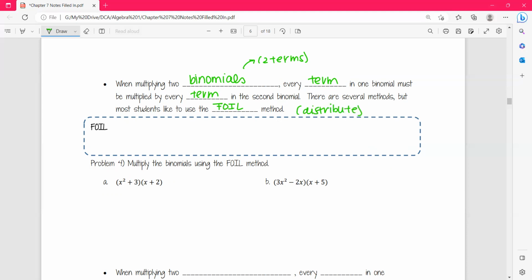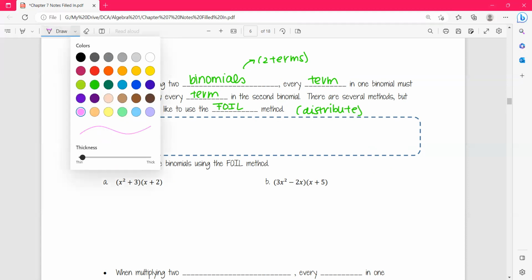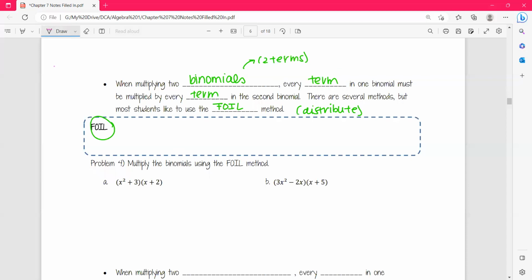Okay? What FOIL stands for, and it's probably the most important thing we need to take away here, it's going to be used in every single one of your classes moving forward. FOIL, F-O-I-L, means first, outer, inner, last. Okay, so we multiply the first numbers, the outer numbers, the inner numbers, and then the last numbers. And let's practice doing that here.